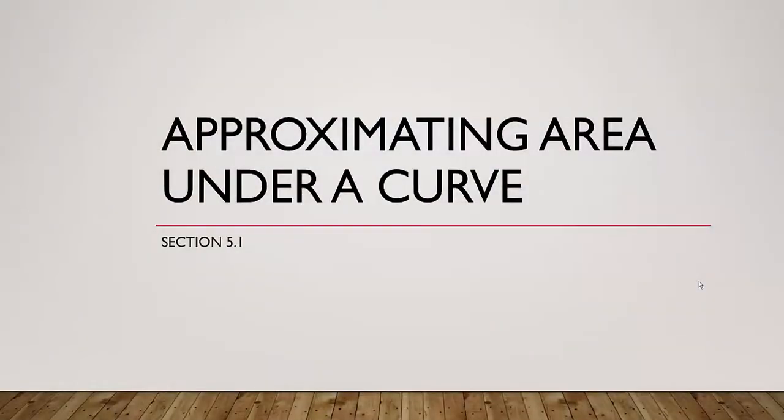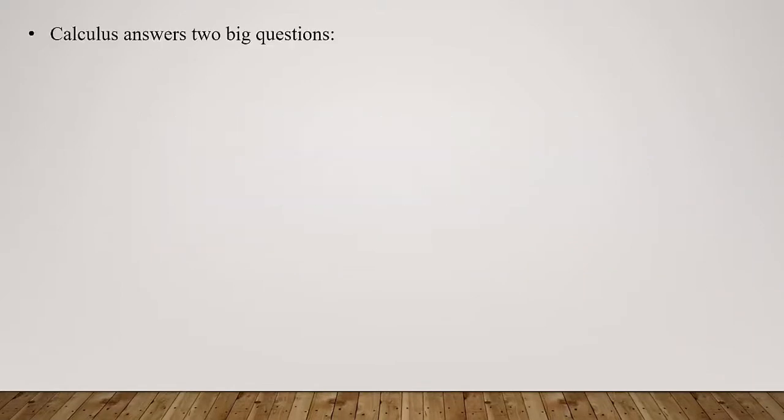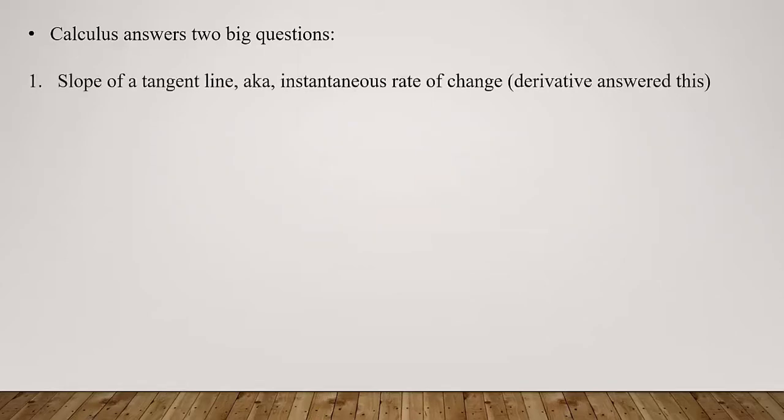All right, folks, here we are kicking off a new chapter, and in section 5.1, we're going to look at a topic called approximating area under a curve. Now, in calculus, there are two big questions. Big question number one: compute the slope of a tangent line, also known as the instantaneous rate of change. And we have seen that the derivative answered this question.